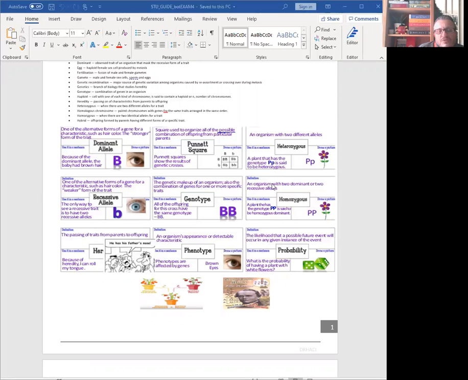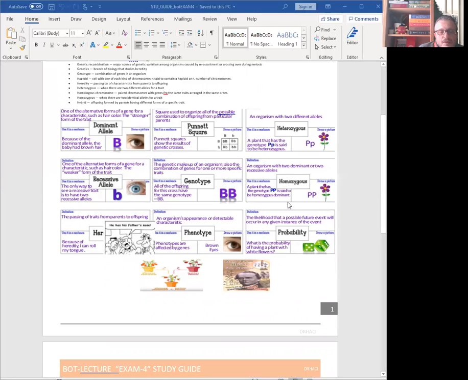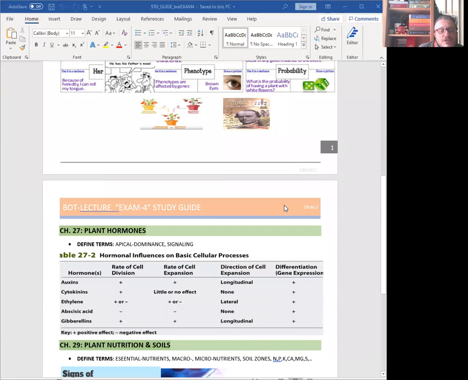Genetics uses probability to calculate the likelihood that possible future events will occur in any given instance. You can just ask the question, what is the probability of having a plant with white flowers, and calculate that. Okay. So this is chapter 8.